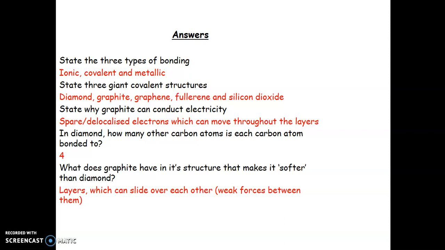The carbon atoms in each layer are bonded very strongly together, but the layers themselves only have weak forces between them. So when you apply a force to the layers, they slide off. Which is why we can use graphite in things like pencils and lubricants and so on.